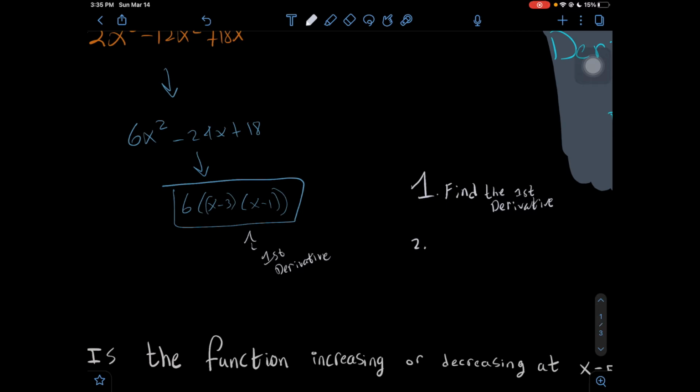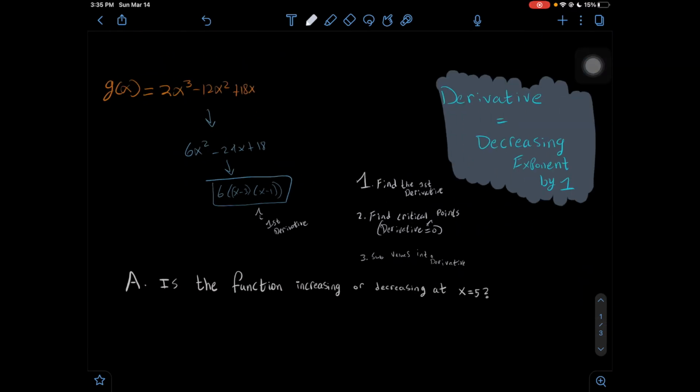And our second step is going to be finding the critical points. And this is going to be from the derivative itself. You're just setting the derivative, I'm just going to put this in parentheses for reference, you're setting the derivative equal to 0, and that is how you find your critical points. And then your third step is to sub values into the derivative, and you'll see how these steps play into these questions.